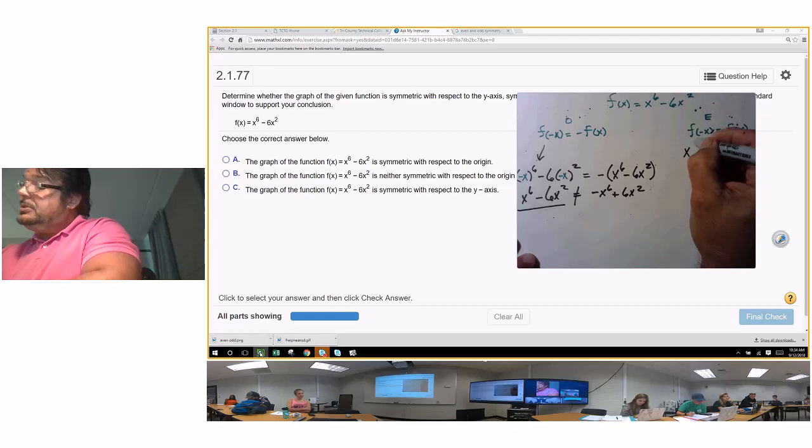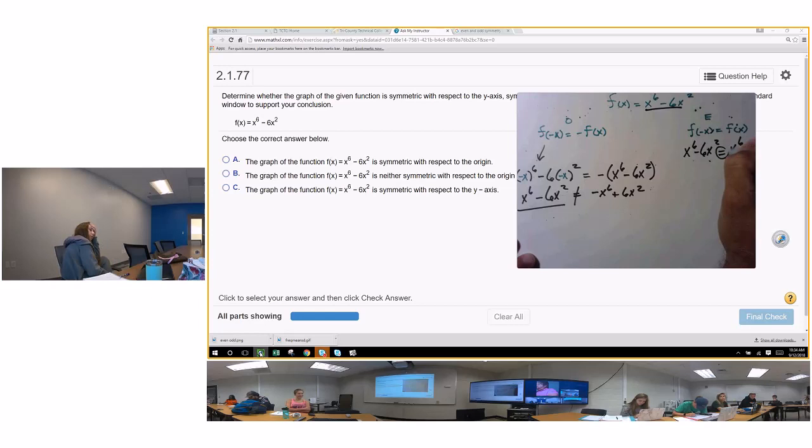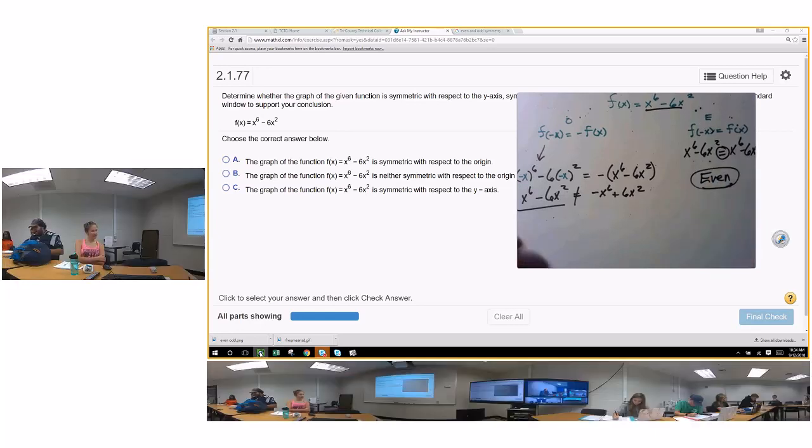X to the 6th minus 6x squared. And what's f of x? X to the 6th minus 6x squared. Oh my goodness, look at that. So this is a what function? Even. So let's check it out with our handy dandy calculator.